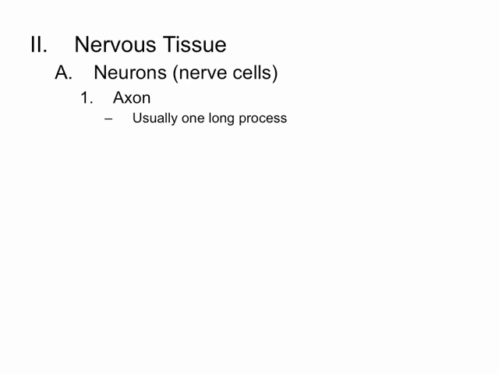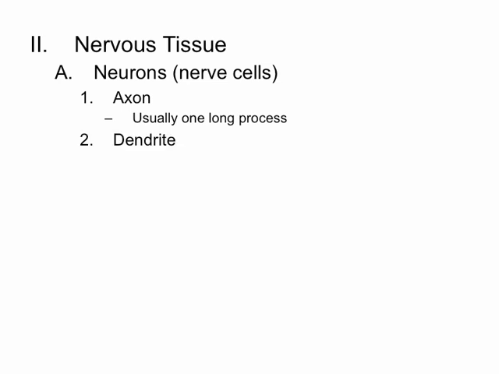The next type of tissue is nervous tissue. Nervous tissue is made up of cells called neurons. They have a characteristic appearance. Each neuron is going to have an axon. The axon is usually a singular, long process. It's used to send information.